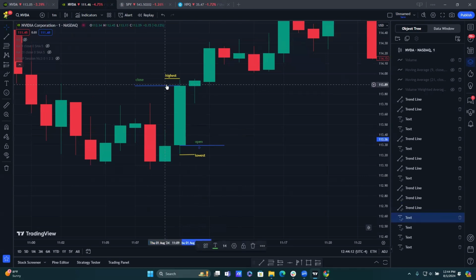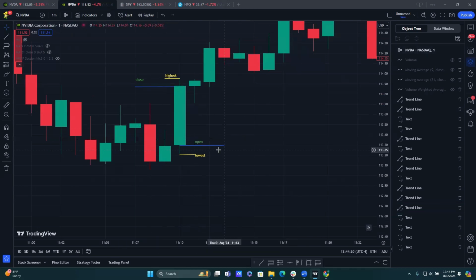And then it closed up here at about 113.89, or just a little bit lower, 113.88. So the openings and the closings are also important to mark because that just kind of shows where the stock may go in that 1 minute period.